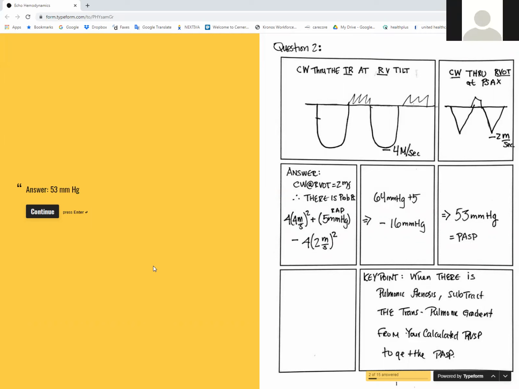Yeah, I did this late at night. Does this make sense? Because your RVSP is 69, and then you subtract the CW through the pulmonic valve. Yes. So the key point, as I mentioned earlier, when there's pulmonic stenosis, subtract the transpulmonic gradient from your calculated RVSP to get the PASP.